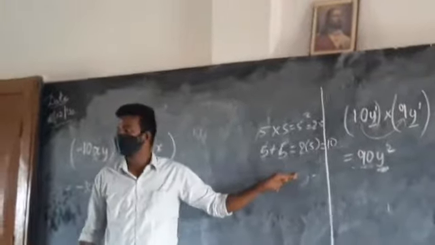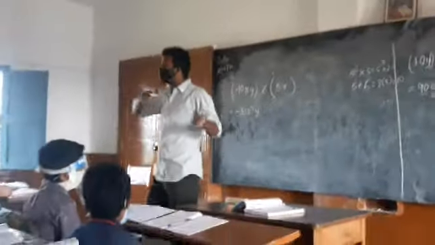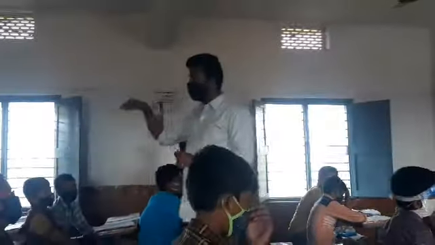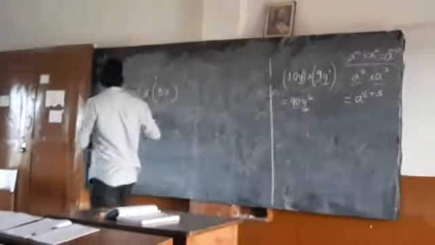X plus x is 2x. When it comes to addition or subtraction, generally the constant before them will increase. When it comes to multiplication, the powers of the variable will increase, using that a power m into a power n formula. Clear? Yes.